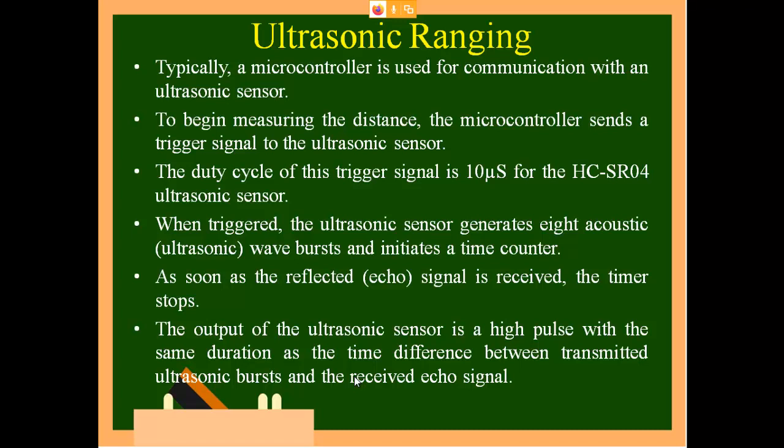When triggered, the ultrasound sensor generates an 8 acoustic wave burst and starts a time counter. It will send and it will start a time counter. This will travel, hit an object and then come back, and when it reaches the ultrasound sensor again, the time counter will stop. So you are able to get the time taken to travel and come back. The output of the ultrasound sensor is a pulse with the same duration as the time difference between transmission and reception.